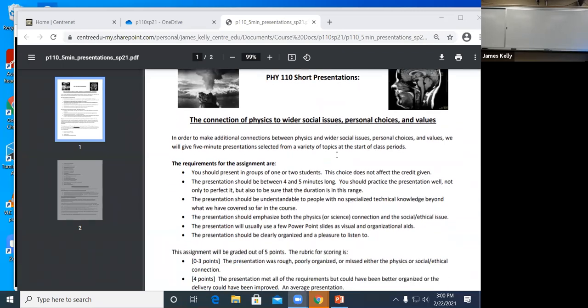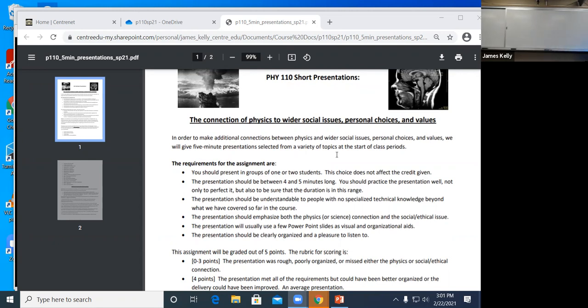So the idea again is to make a connection, because this is a gen ed course, repeatedly throughout the term, hopefully between physics and everyday life, your own personal interests or your career interests, or ethical concerns of society or more general concerns of society.